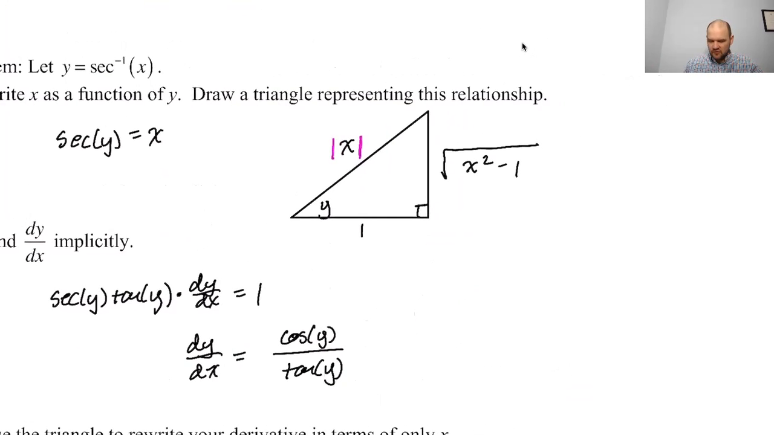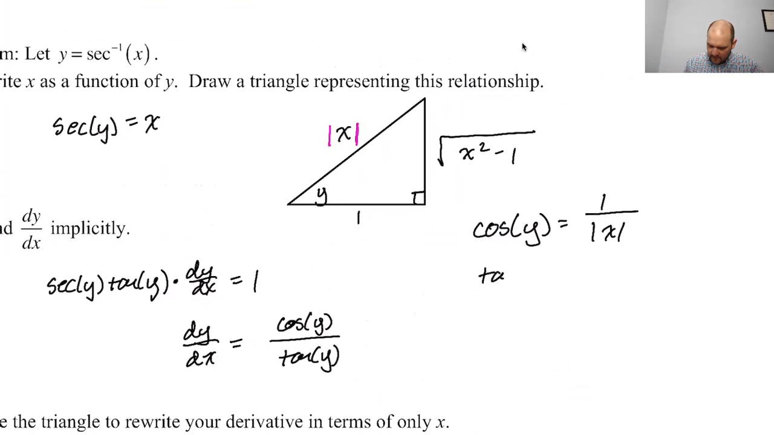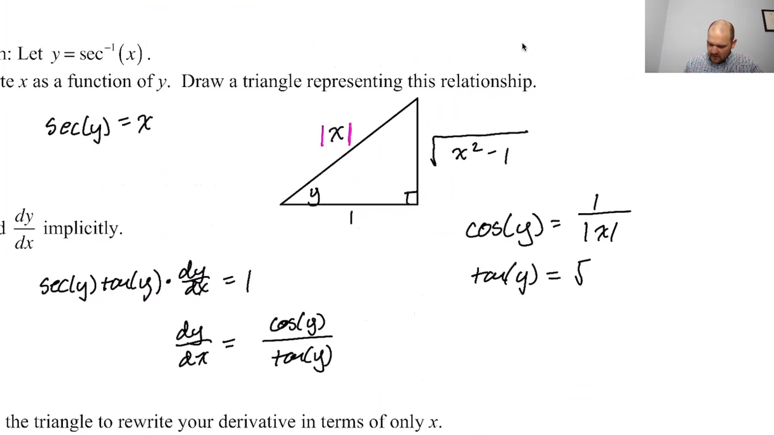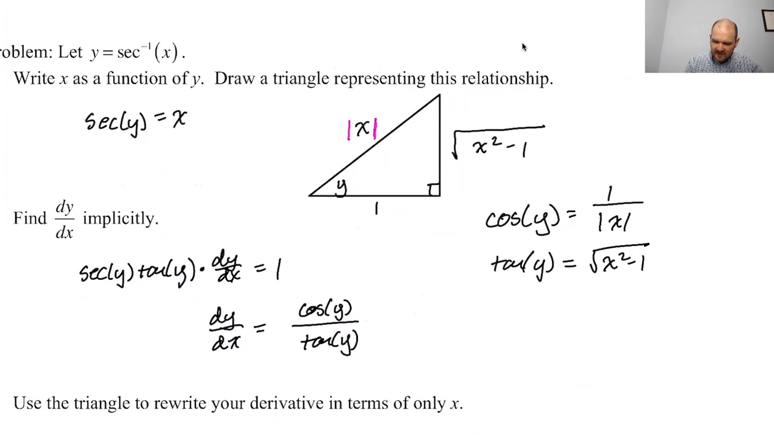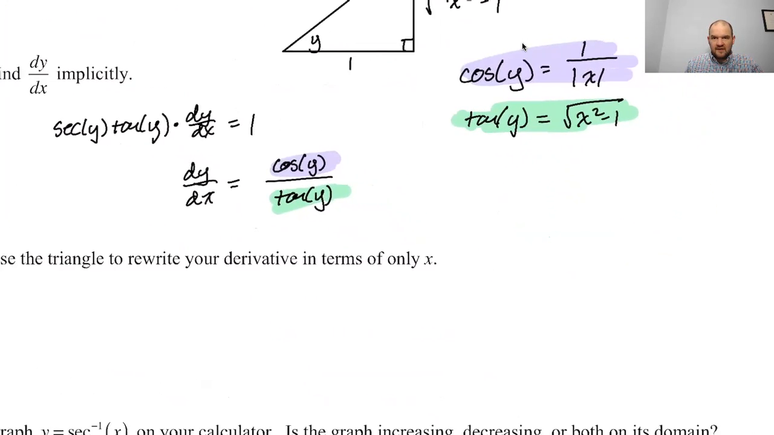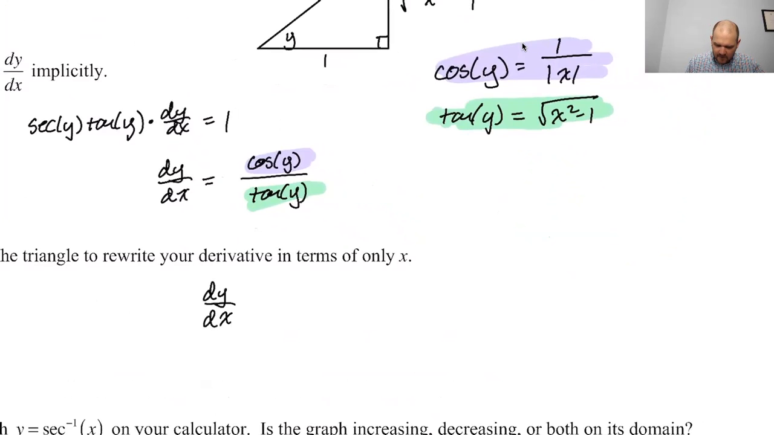All right, so I need to know 2 things. I need to know the cosine of y, which I sort of know because secant was given. In the triangle, the cosine of y is 1 over the absolute value of x. And that's okay. And tangent of y is opposite over adjacent, so square root of x squared minus 1. So we're going to take both of these and make our substitutions. Use your triangle. We end up with dy dx is 1 over the absolute value of x, and then tangent is just the square root of x squared minus 1. So that's it. That's the derivative of arc secant.